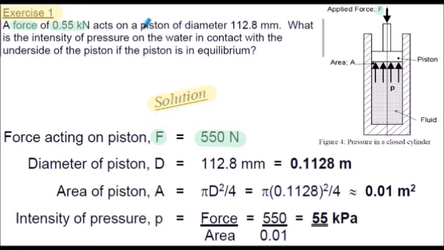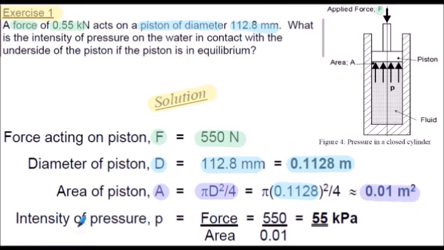We're informed that the piston diameter is 112.8 millimeters. So my diameter piston D here, I've converted the millimeters into meters, so 0.1128 meters. I've calculated my area. Obviously this is a circular section, so the formula I'm using here to work out the area of a circle is pi d squared upon 4. Inserting the diameter from above in meters, that evaluates to an area of approximately 0.01 meters squared.